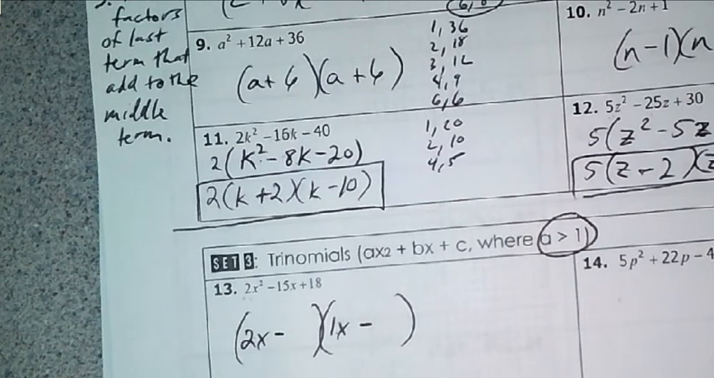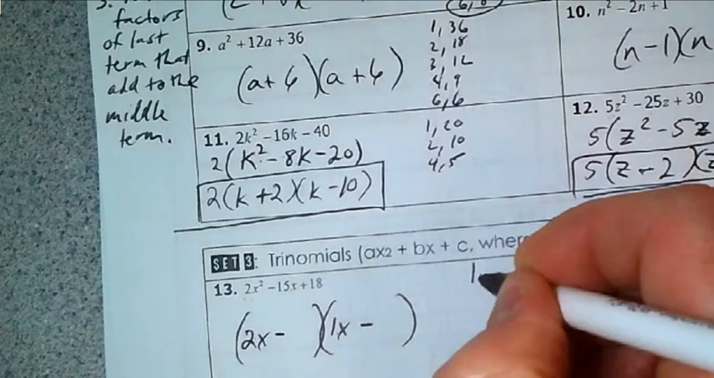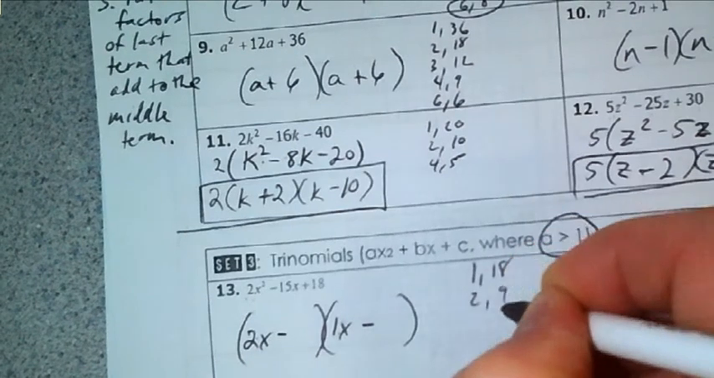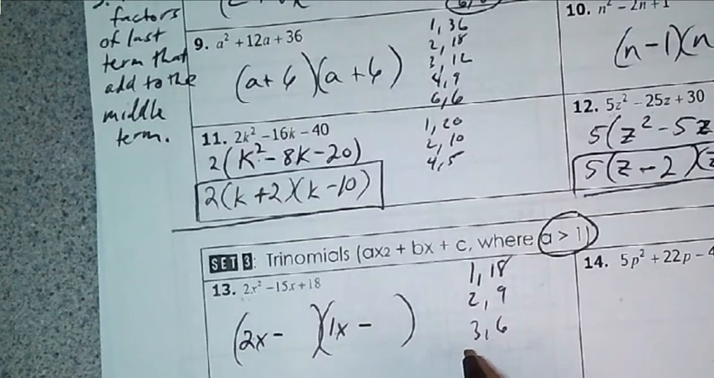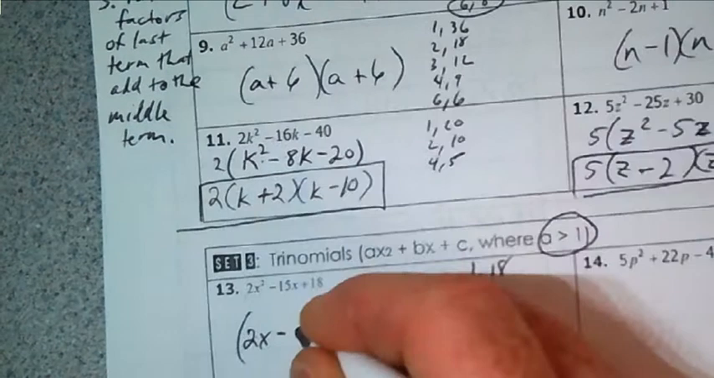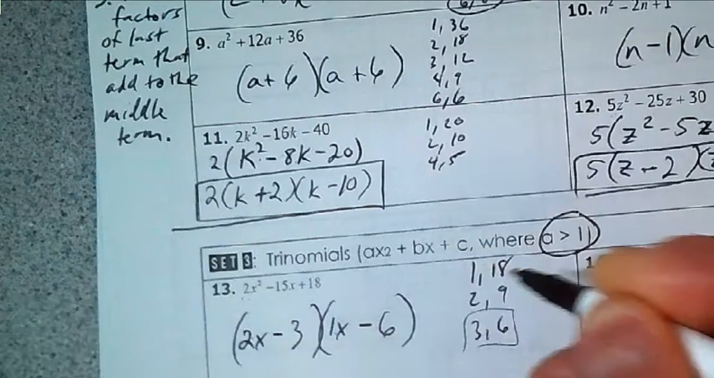9 and 9? Nope. It wouldn't be 9 and 9. It would be 9 and 2. 6 and 3. So let's list them: 1 and 18, 2 and 9, 3 and 6. Those are your factors of 18. So the ones closest together are 3 and 6. So I'm just going to throw them in. 3 and 6.